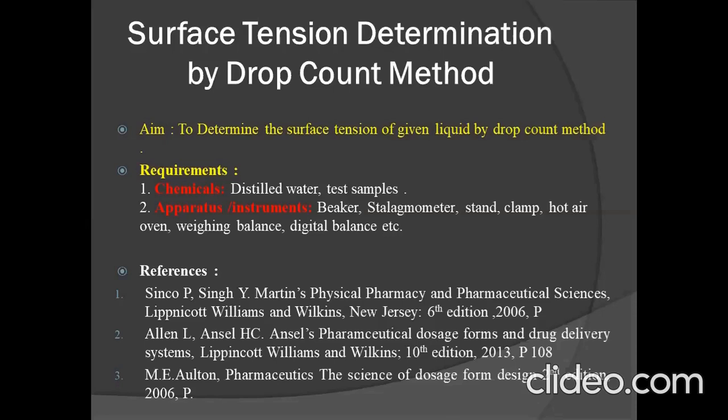Requirement in that, first chemical: distilled water, and second is test sample. Then apparatus and instrument, we required beaker, stalagmometer, stand, clamp, hot air oven, weighing balance and digital balance, etc. These are some references which are used for this practical.